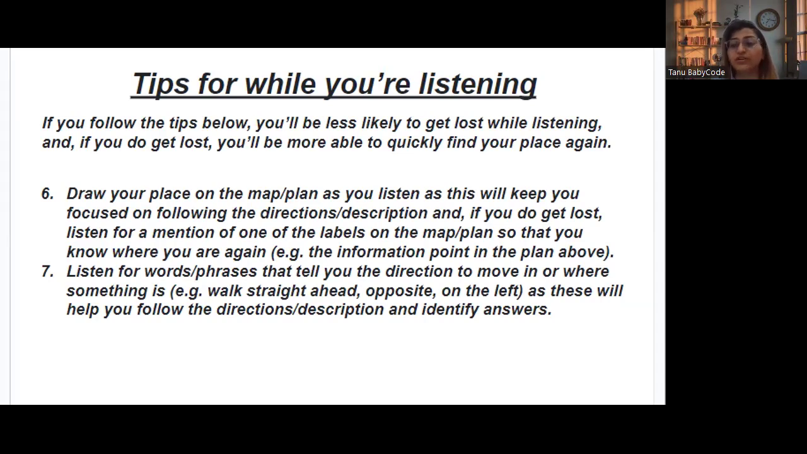For example, the information point in the plan above. Next is listen for words and phrases that tell you the direction to move in or where something is, right? For example, walk straight ahead, opposite, on the left, as this will help you follow the directions and descriptions, and then you can identify your answer.